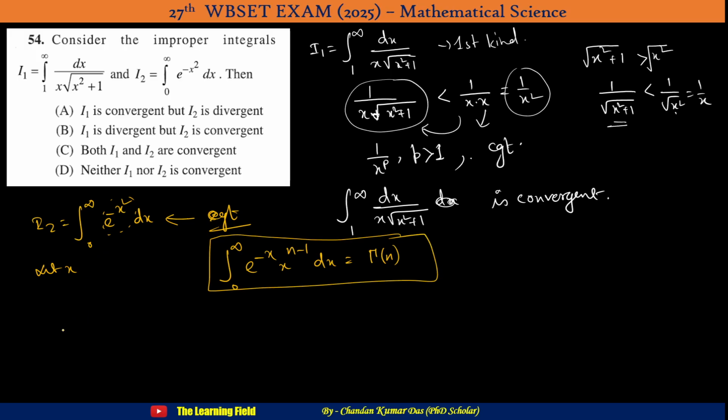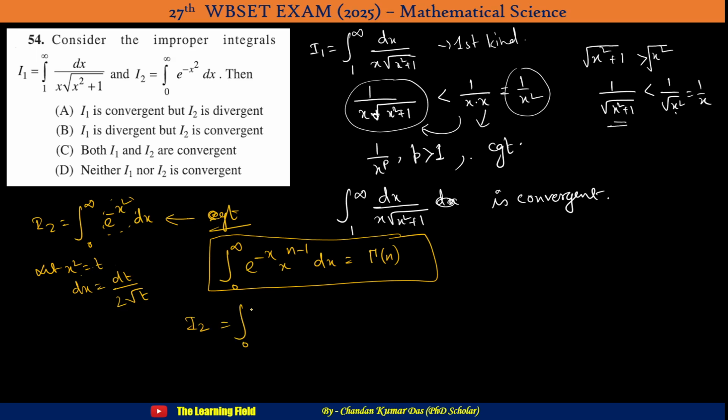We use this formula. If x square equals t, then dx equals dt by 2x, that is dt by 2 root t. As x tends to 0, t tends to 0, and as x tends to infinity, t tends to infinity. Therefore, there is no change in limit.